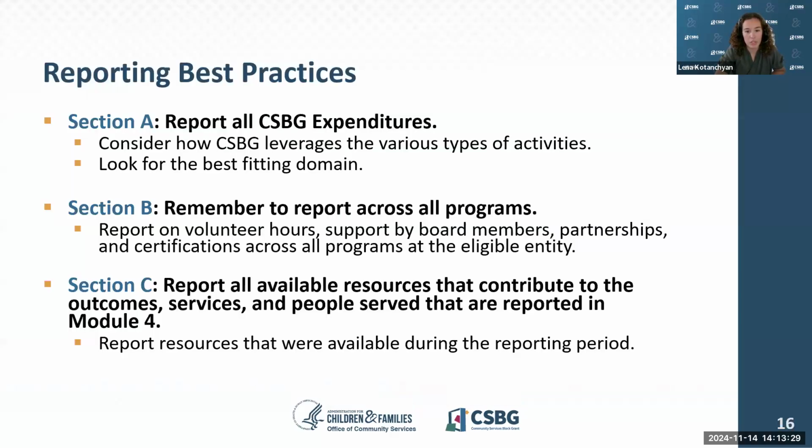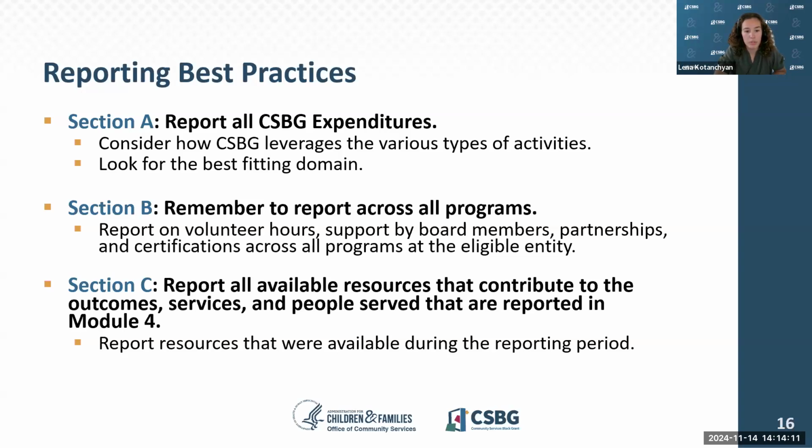Module 2 is the way to communicate information on how resources were allocated for each eligible entity. Eligible entities report 3 sections. Section A, eligible entity expenditures. Section B, capacity building. And Section C, allocated resources. In Section A, we're asking you to capture how CSBG leverages all the different types of activities. We're also asking all eligible entities to look for the best fitting domain when it comes to the CSBG expenditures. Consider if work that is being reported could fit better under a different domain so that we all can tell an accurate CSBG story across the nation.